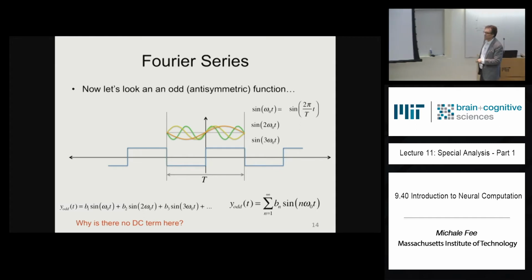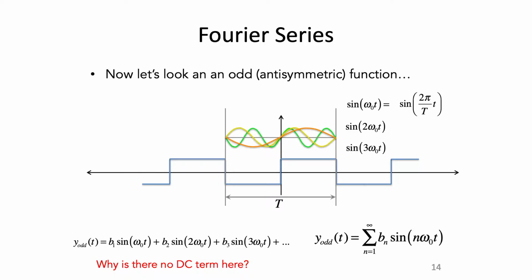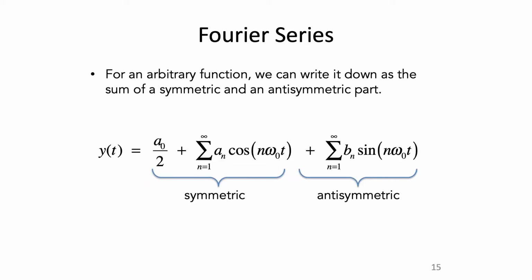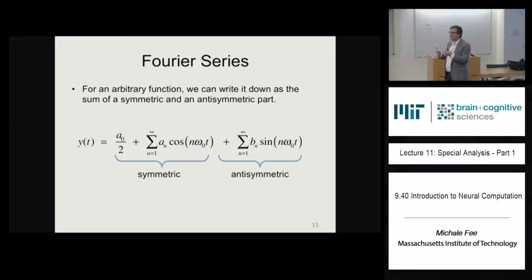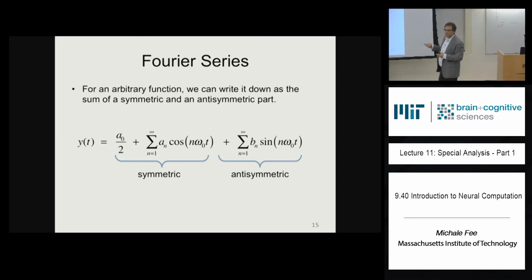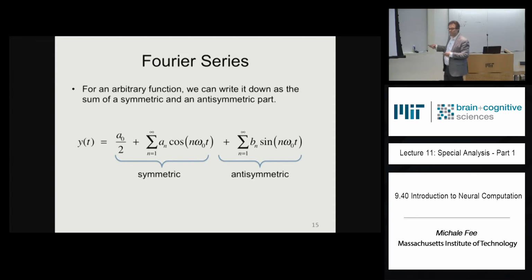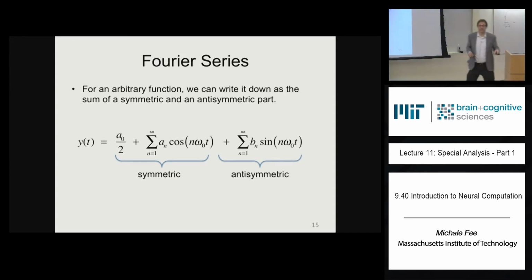Okay, and why is there no DC term here? Good, because an anti-symmetric function can't have a DC offset. Okay, so for arbitrary functions, you can write down any arbitrary periodic function as the sum of a symmetric part and an anti-symmetric part. So we can write down an arbitrary function as a sum of these cosines plus a sum of sine waves. So that's Fourier series. Any questions about that?